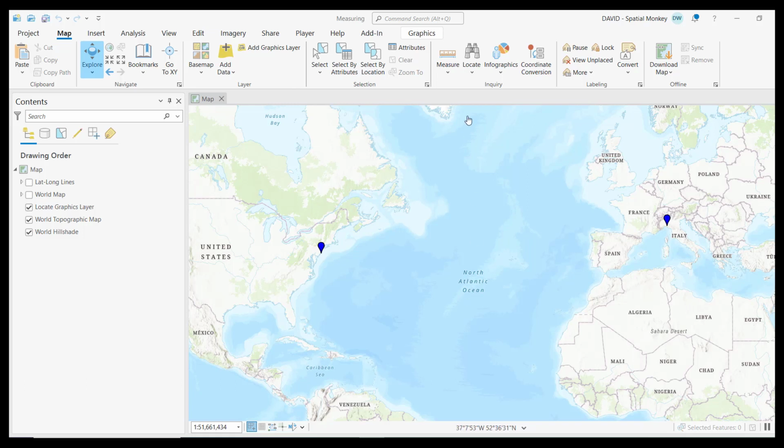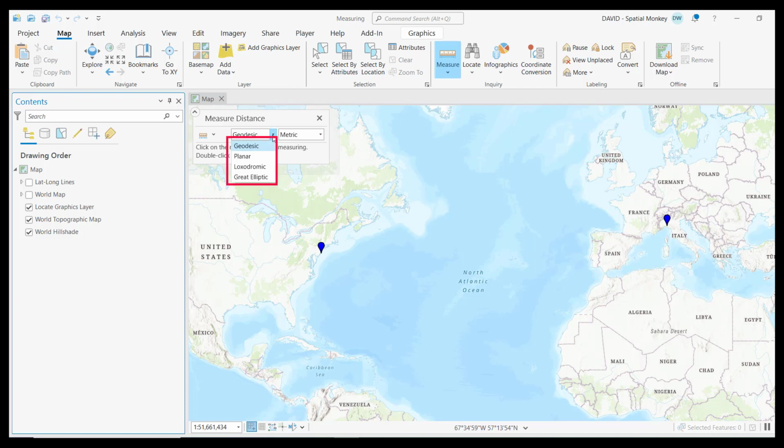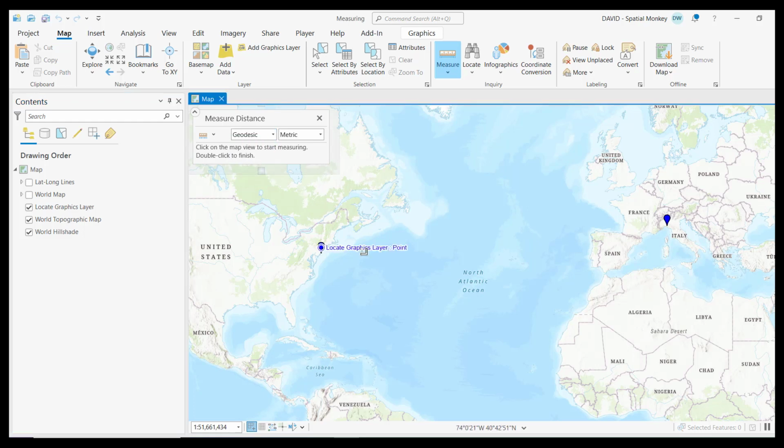When we use the Measure tool in ArcGIS Pro, we notice there are a number of measuring options. In this video, we'll look at what they are and why they exist. We can see the behavior of the measuring tool changes with the different options.